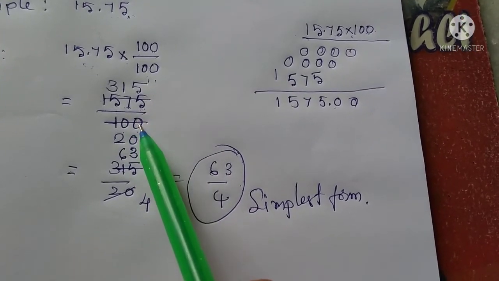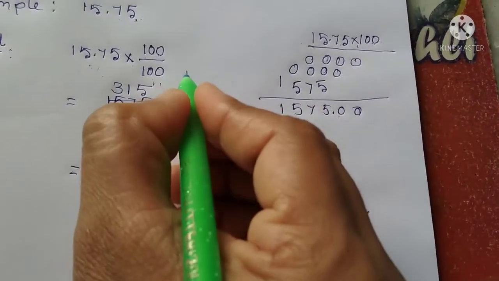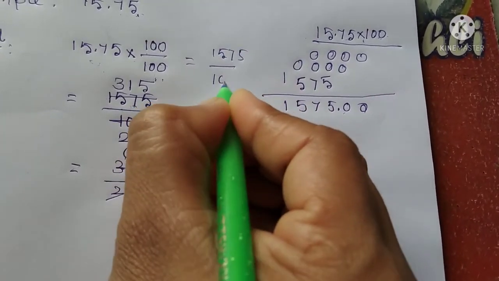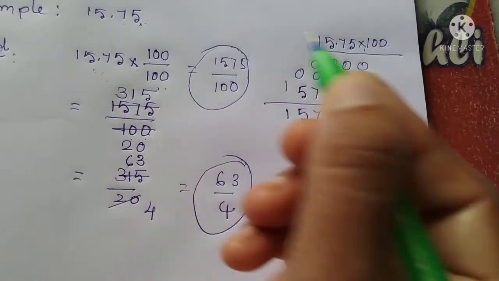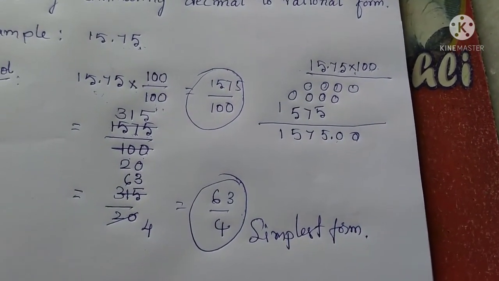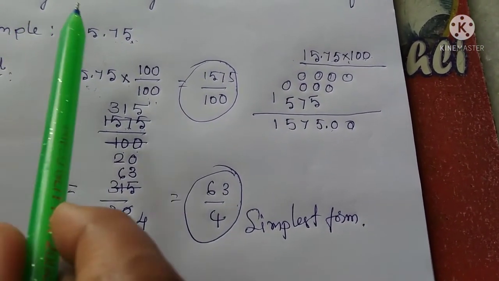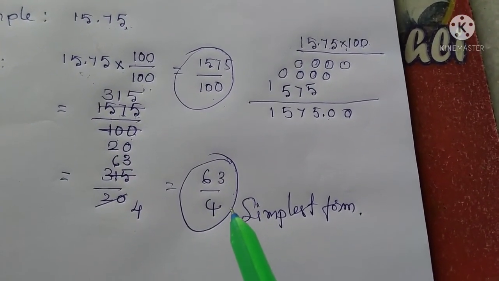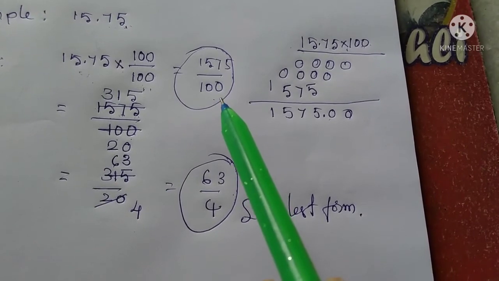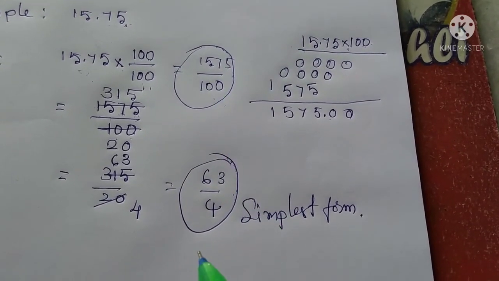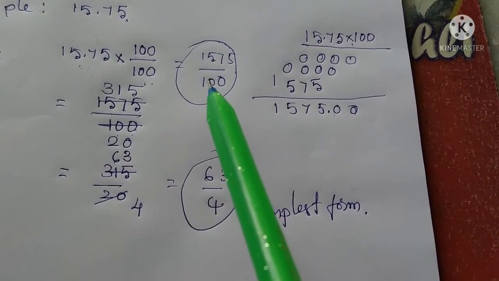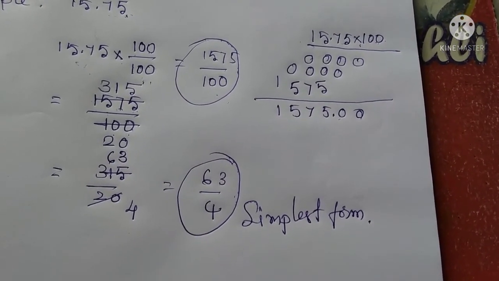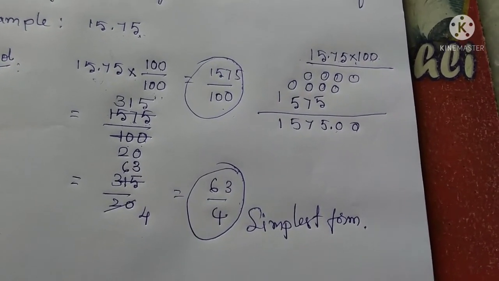So here, 5 table. Observe that 1575 by 100 is the form of a rational number. Change the decimal number to a rational number, then reduce it to the simplest form. We write up to here only, but it is the simplest form because the number is possible with tables, so we should write the simplest form. Understand this problem?